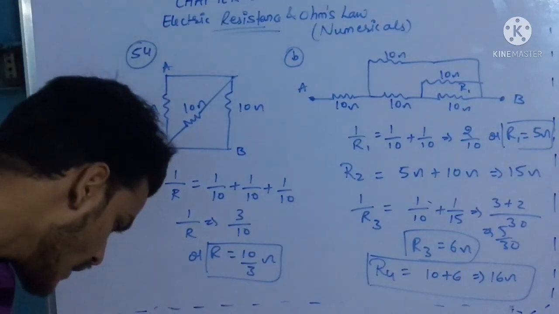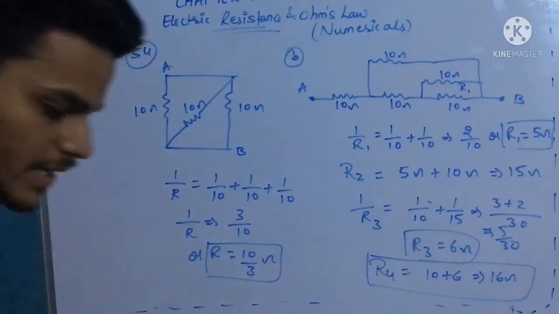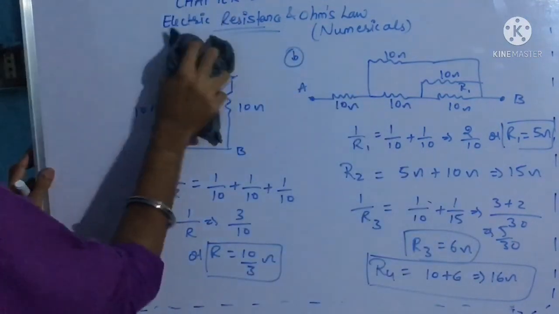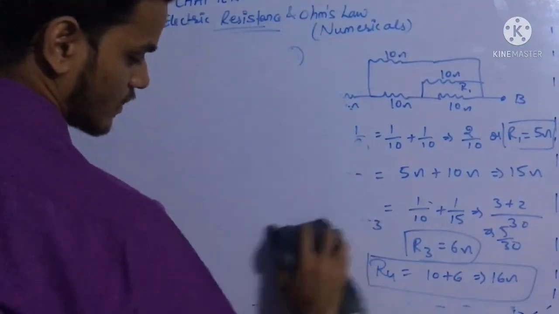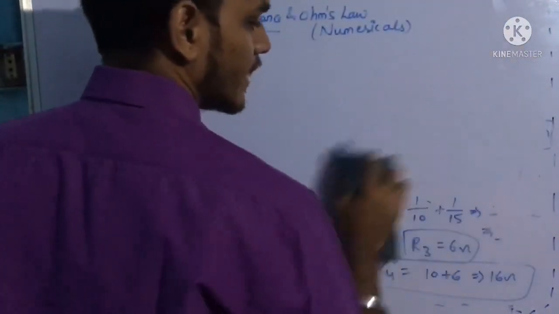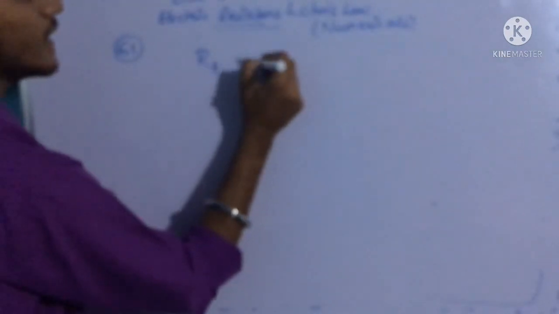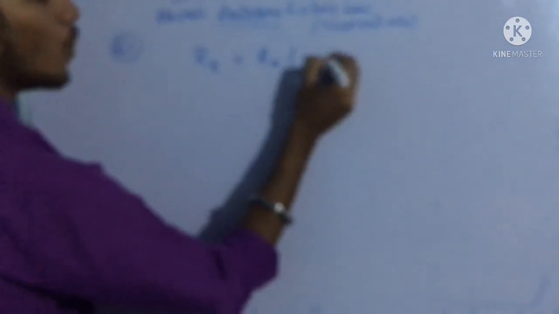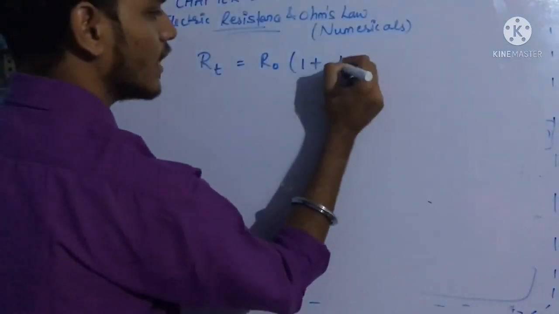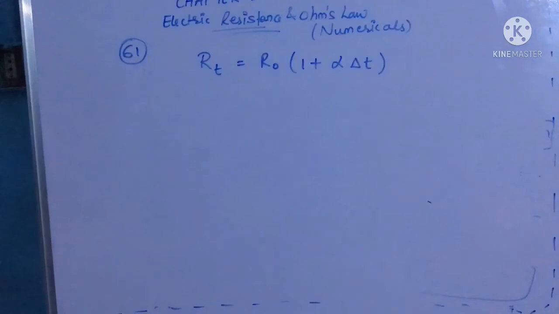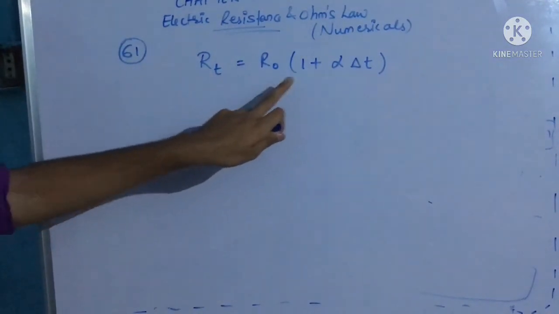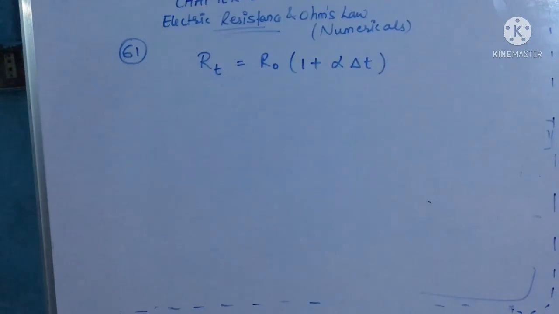Now the next one is the last question, that is question 61, and for this question you have to remember a formula. If the temperature change is given in the question, then you have to just write the formula as RT is equal to R0 times 1 plus alpha delta T. You have to just remember this formula. RT is equal to R0 times 1 plus alpha delta T.